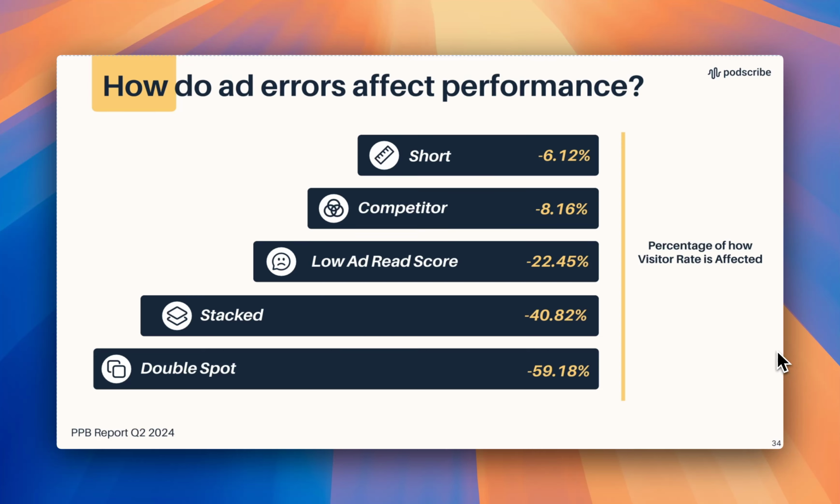Low ad read score. So all that really means is that the host probably didn't do a personal endorsement, because we passed the transcripts to ChatGPT, and really we just ask it, did the host personally endorse the read, and we get a score based on how well the host personally endorsed it. So that one is interesting. I think in that regard personal endorsements do impact the performance.